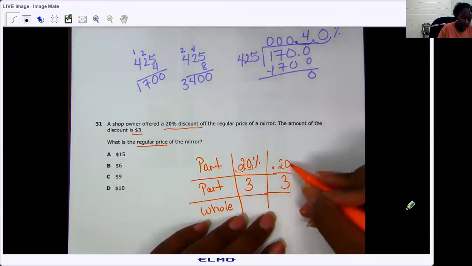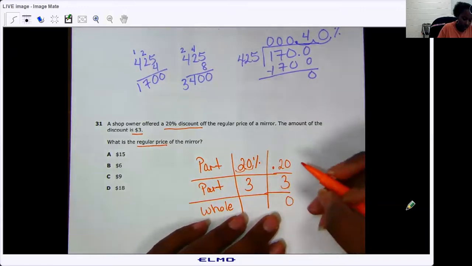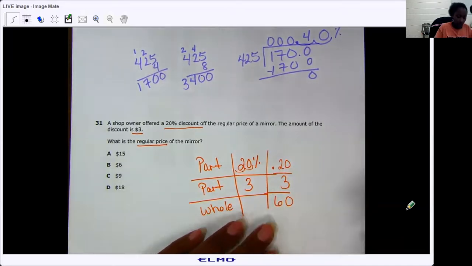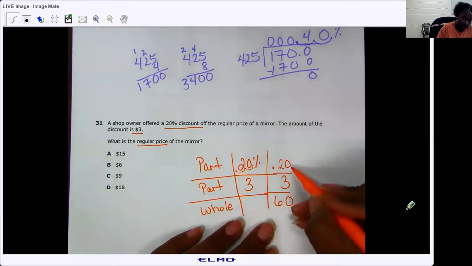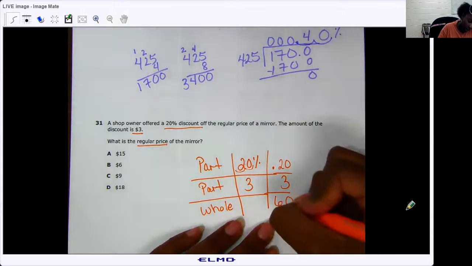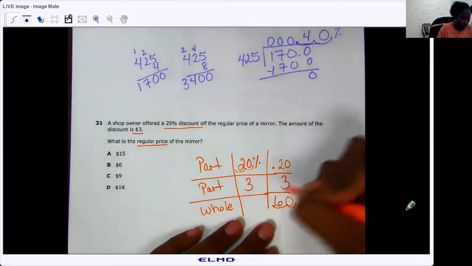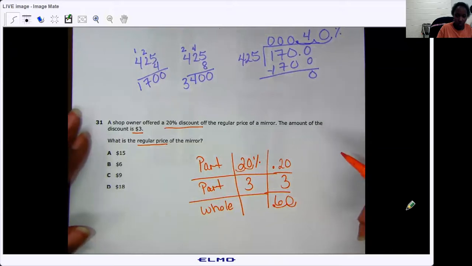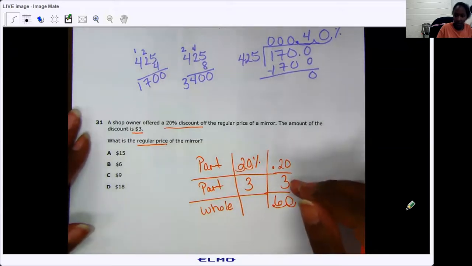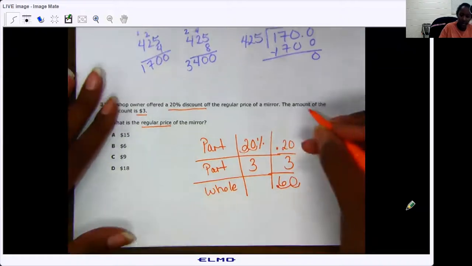3 times 0 is 0. 3 times 2 is 6. So I have 6, but remember I have a decimal that I need to account for. 1, 2. Oh, hold on. I think I messed up here. 10%. Guys, I messed up.